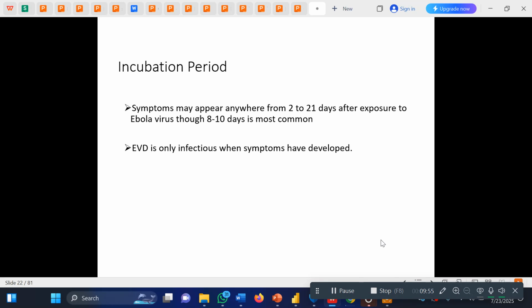The incubation period for Ebola virus is from 2 to 21 days after exposure to Ebola virus, though 8 to 10 days is the most common. Ebola virus disease is only infectious when symptoms have developed. So it means that when the patient has not already presented the symptoms, the patient is not infectious at that stage.